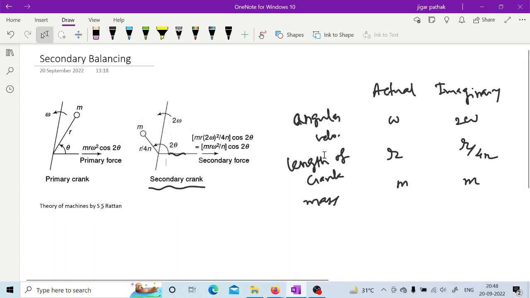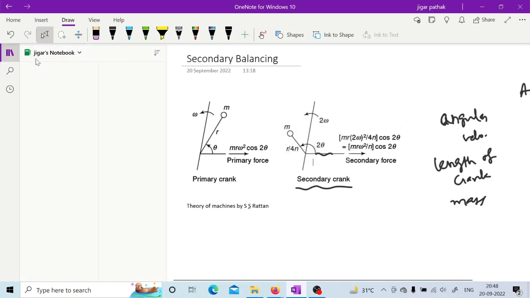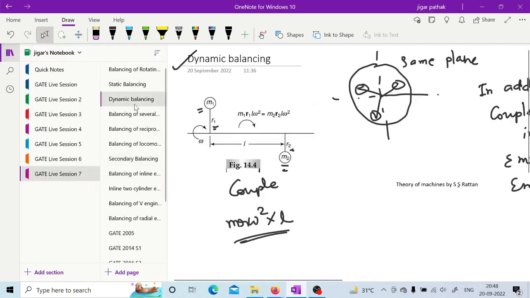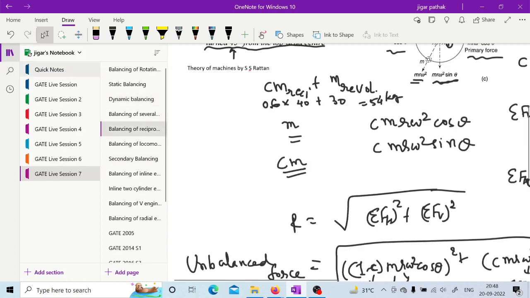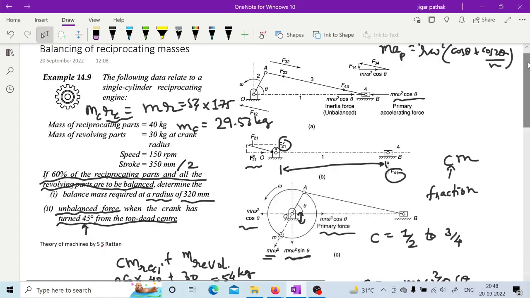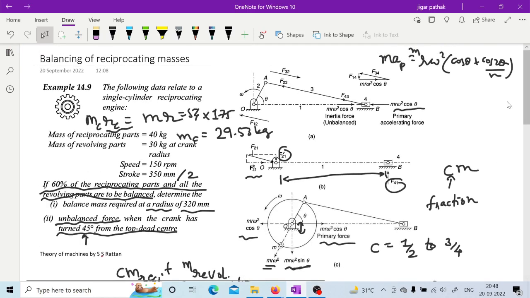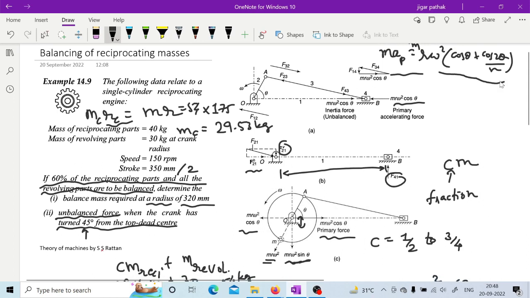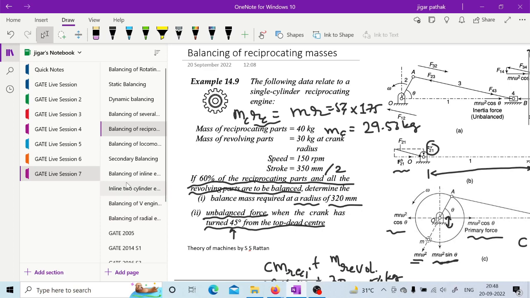Basically, secondary balancing is the MR omega square by n into cos 2 theta that we saw on the very first page. For the reciprocating mass, when we started, we saw that it has MR omega square into cos theta plus cos 2 theta by n. You can see here. Can you see this? Hello. Yes, sir. Okay, so this is how we have secondary balancing.